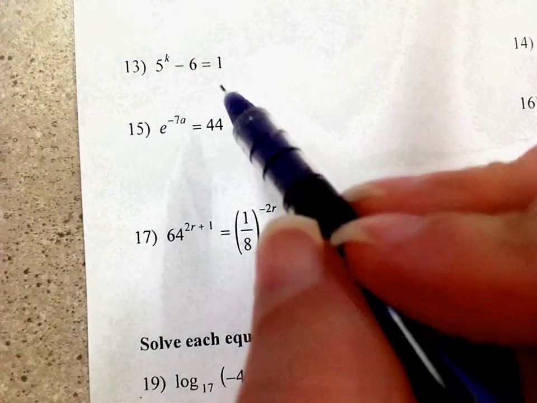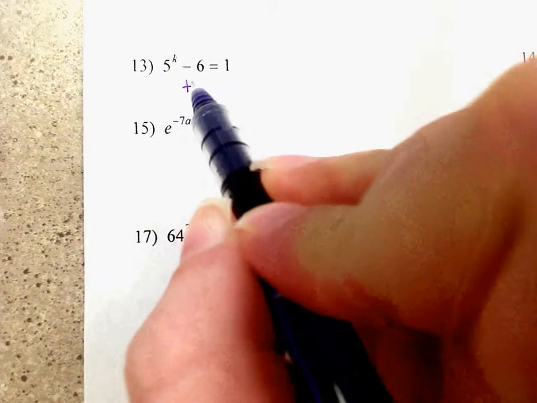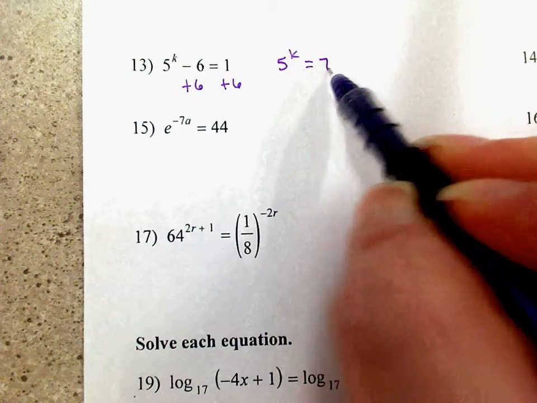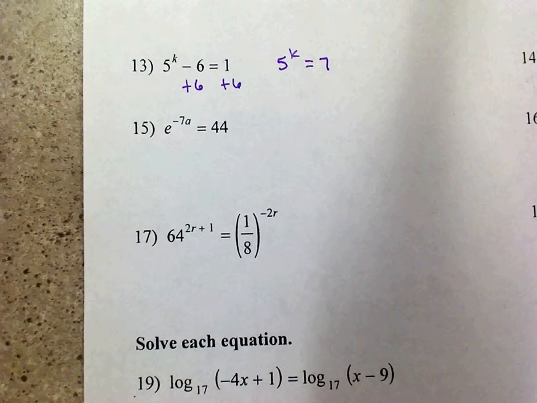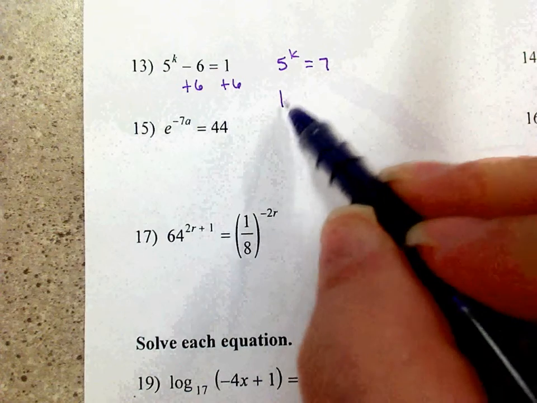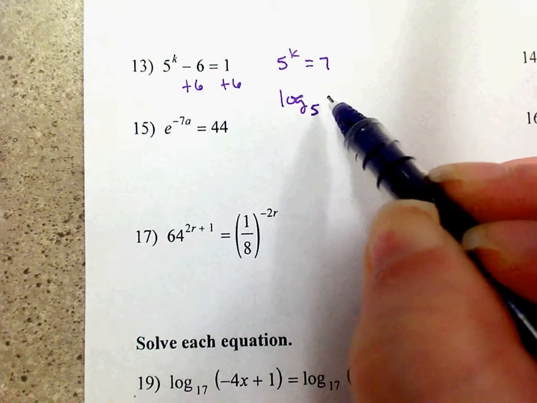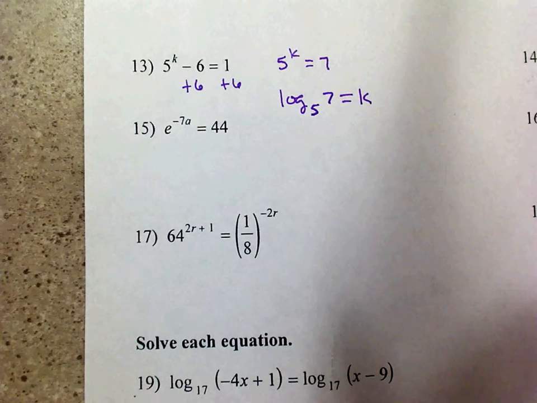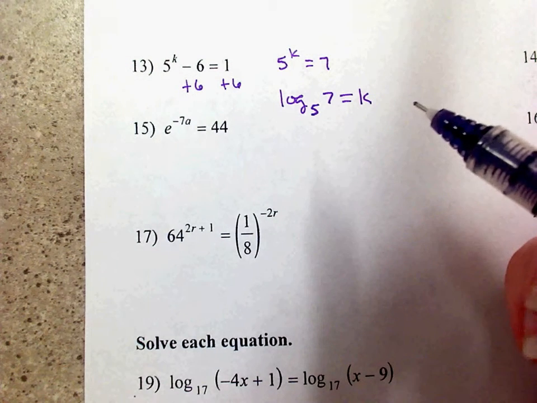Alright, so let's talk about 13. Alright, what do you want to do? Add 6. Okay, so 5 to the k equals 7. Now, is this the same situation we were just in? Okay, so what do you want to do? Okay, so log. Okay, base 5. And there you go. We're done? It's being raised to the power. Okay, yeah.